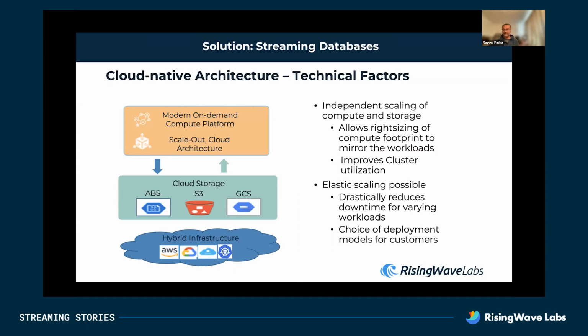And then that way you can pick your compute footprint to mirror what the workload is. If the workload demands more, you increase the scale of the resources. If not, you shrink it. And also the scaling up and down needs to be elastic. That's not possible with on-prem because of the downtime and other issues.